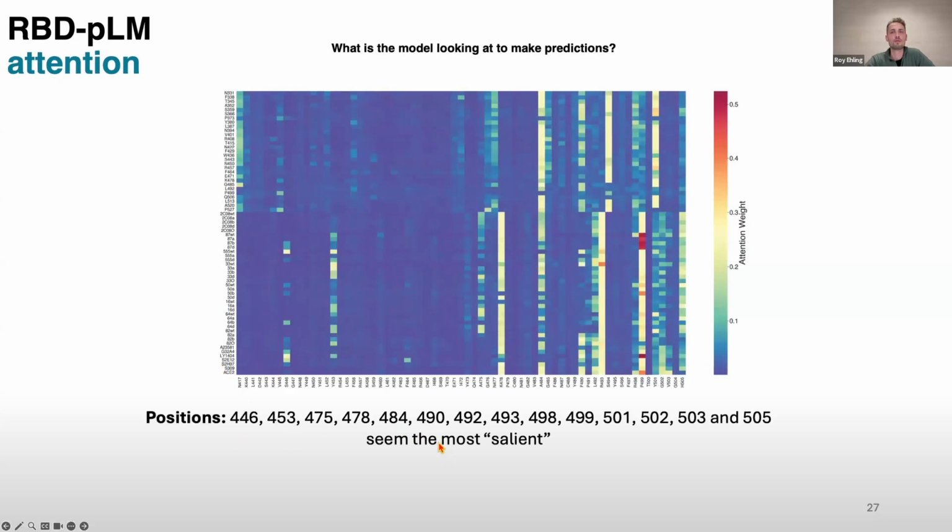We wanted to understand a little bit more what the transformer was actually looking for to make these classification decisions. So in the context of BA1, you can plot essentially the relevance of each position for each data set, and by and large, positions 499 and 93 seem to be the most salient, but other positions as well.